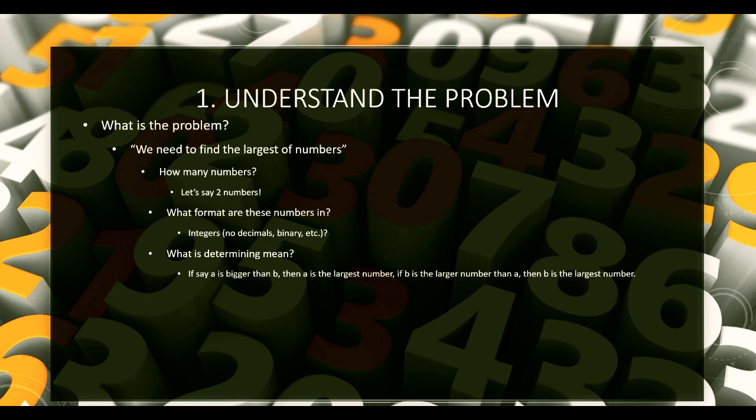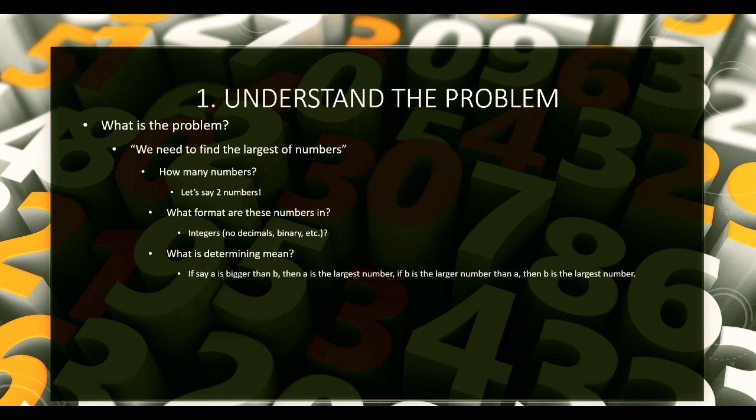And what does determining mean? In English, for yourself, rewrite the problem. It's just say if number 1 is bigger than number 2, then the first number is the largest number. Or if B is larger than A, then B is the largest number, right? That's what we're trying to figure out. That's what we need the computer to analyze and tell us.